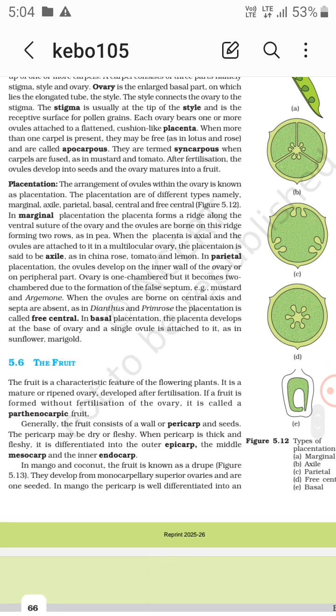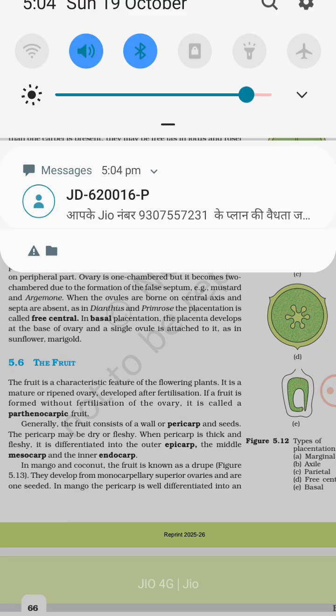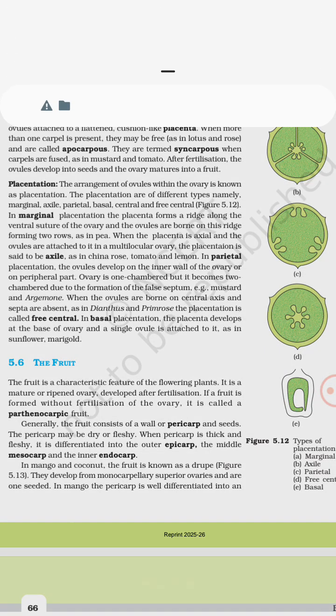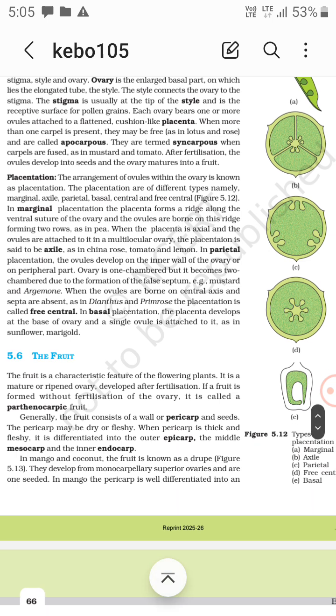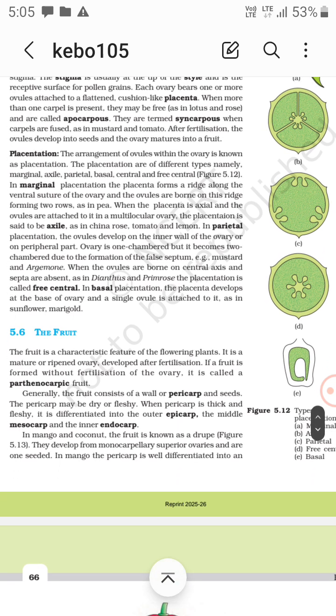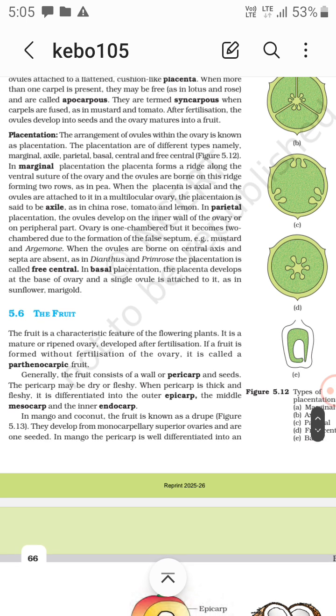So, when more than one carpel is present, they may be free, as in lotus and rose, and are called apocarpous, and they are termed as syncarpous when carpels are fused, as in mustard and tomatoes. So after fertilization, the ovules develop into seeds and the ovary matures into a fruit. Now, placentation. The arrangement of ovules within the ovary is known as placentation, right? They are marginal, axial, parietal, basal, central, or free central.